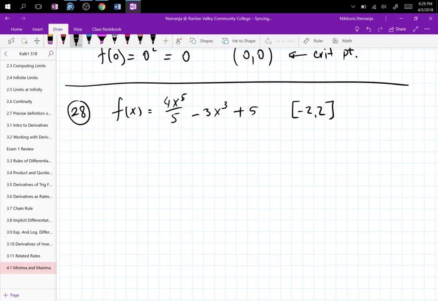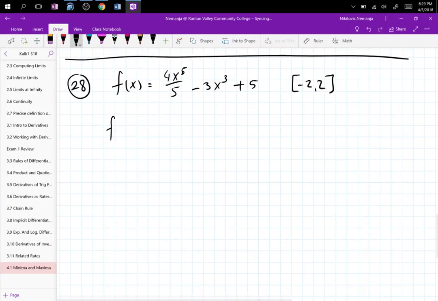So we know the drill. Take the first derivative of x. In our case, drop 5, so it's going to be 4x to the 4th minus x squared, and the derivative of plus 5 is 0. So now we have this, and again, we are going to set this equal to 0 to find the location of critical points.